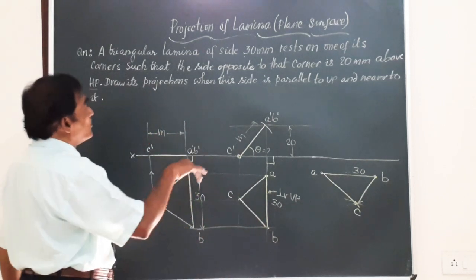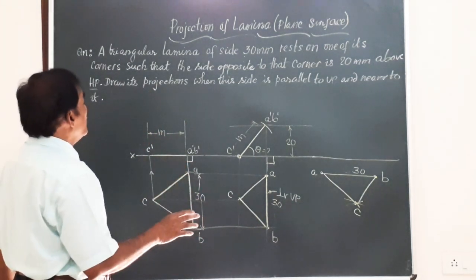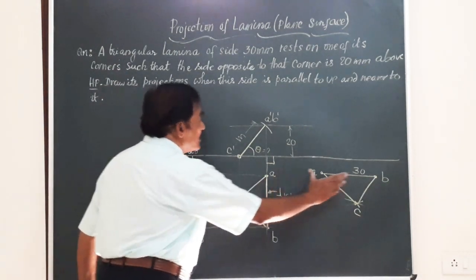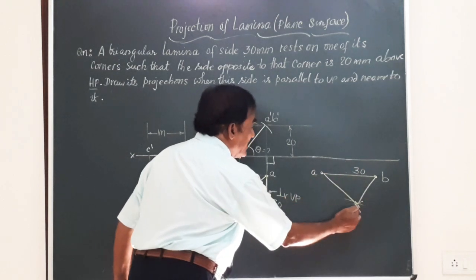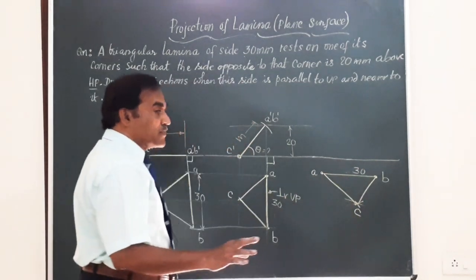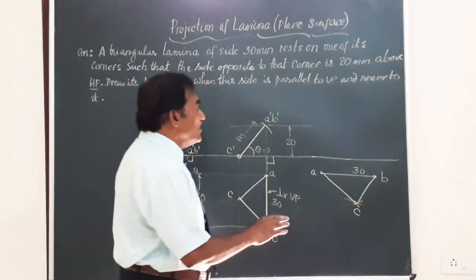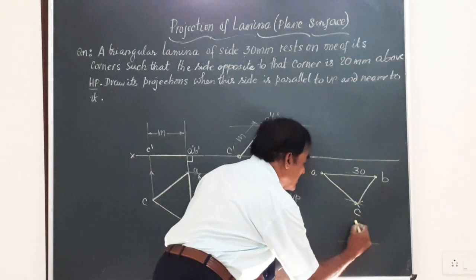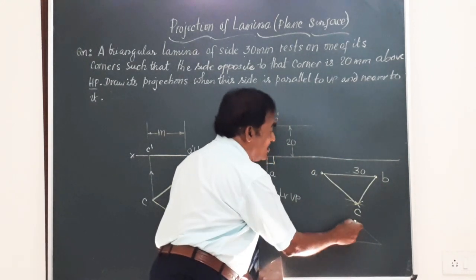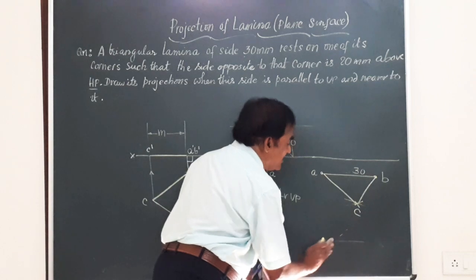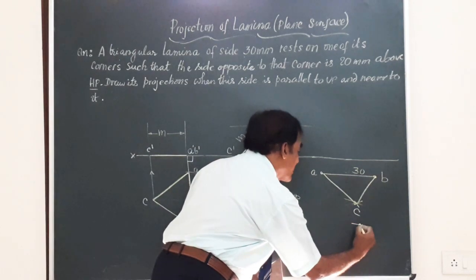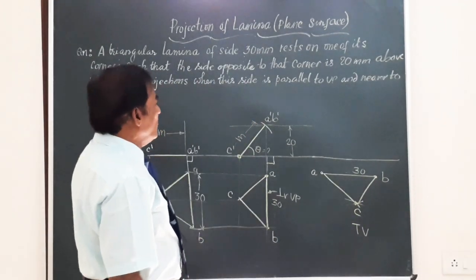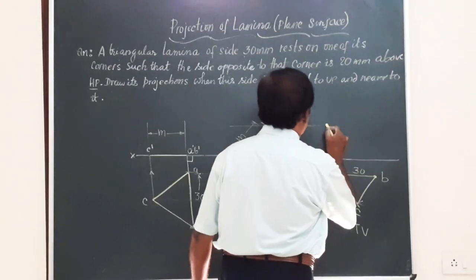That A dash B dash is perpendicular to VP, or it is normal to VP. He says draw the projection, means draw the front view and top view when the side opposite to that corner, that is AB, is parallel to VP and nearer to it. In the same problem, if they had asked parallel to VP and away, I would have written AB here and C something like this. So here the corner would have become closer to that. Friends, we have got the final top view, which I mark as TV, and I should get finally the front view. So follow the simple procedure to get the front view.